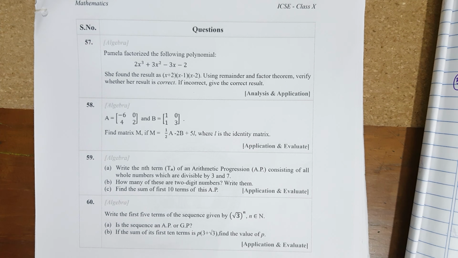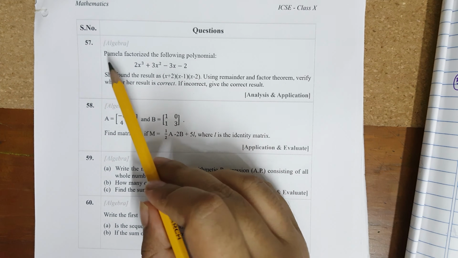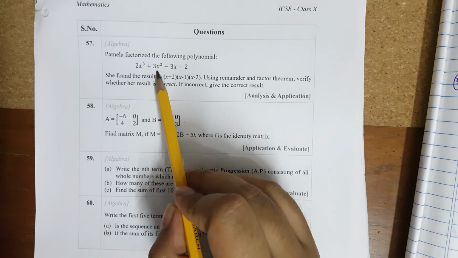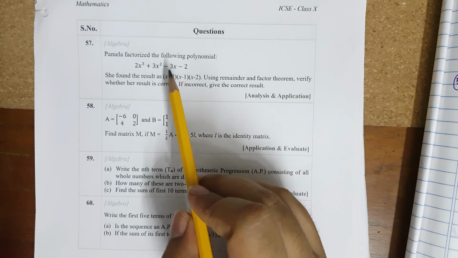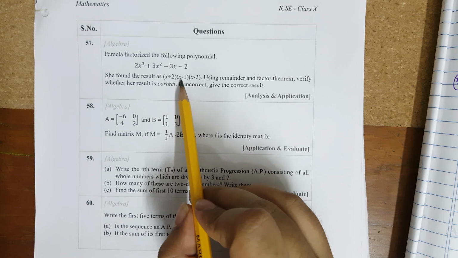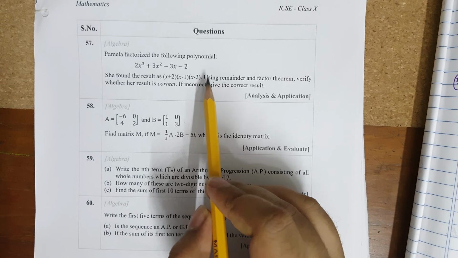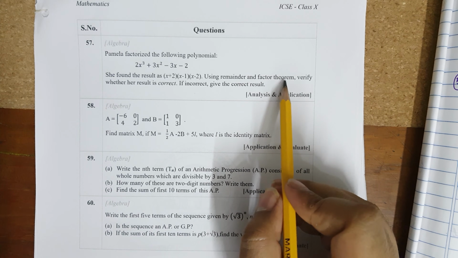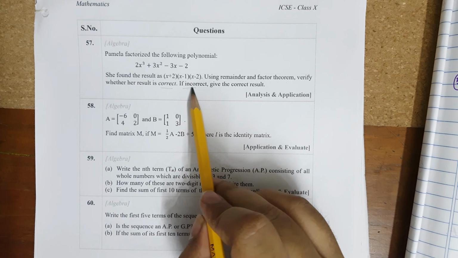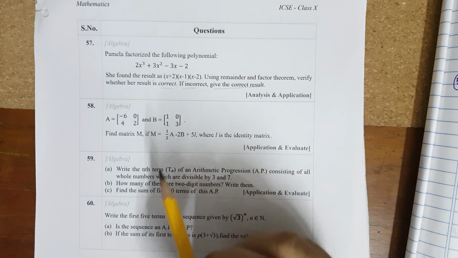Let's continue with these questions. Question 57: Pamela factorized the following polynomial, 2x cubed plus 3x squared minus 3x minus 2. She found the result as (x plus 2)(x minus 1)(x minus 2). Using remainder and factor theorem, verify whether her result is correct. If incorrect, give the correct result.